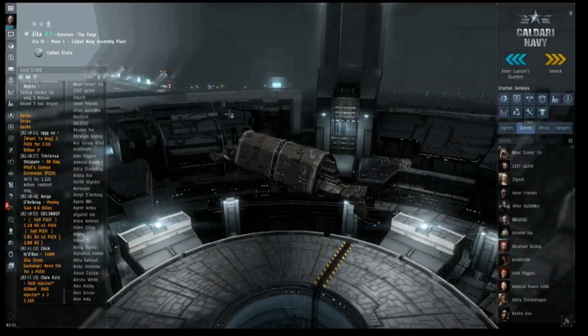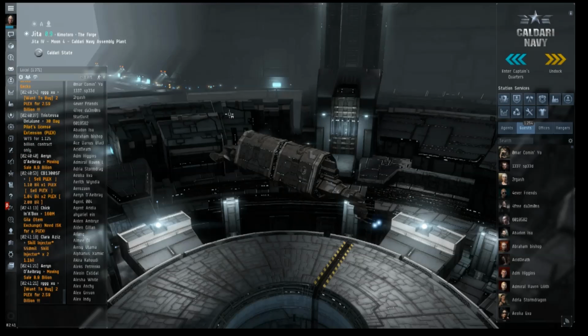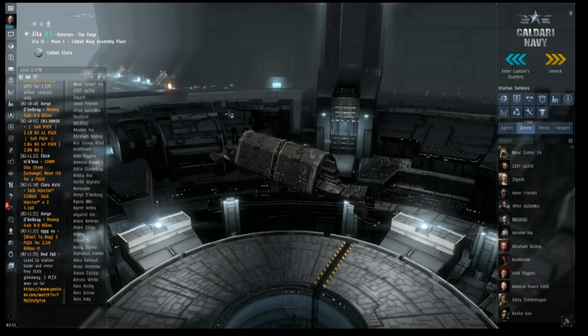Caldari. Shield tanks. So shields are their most important asset for defense. They tend to use missiles or hybrid turrets, and they tend to have electronic countermeasures, also known as jamming. Basically, if you can't be targeted, you can't be shot.